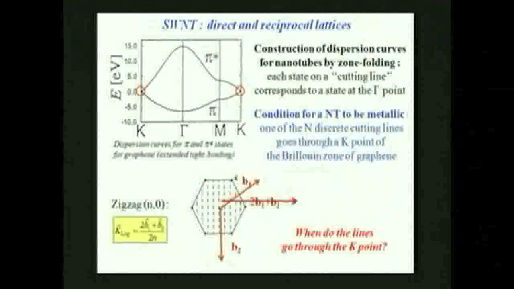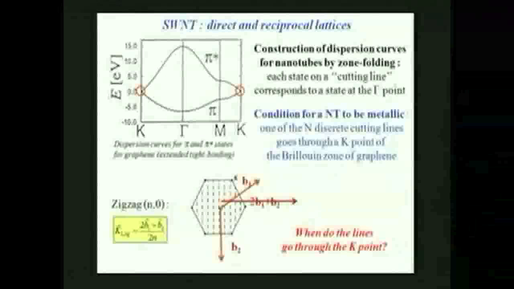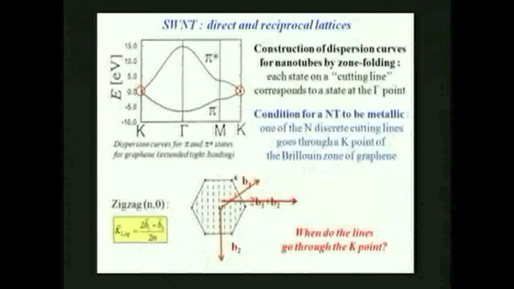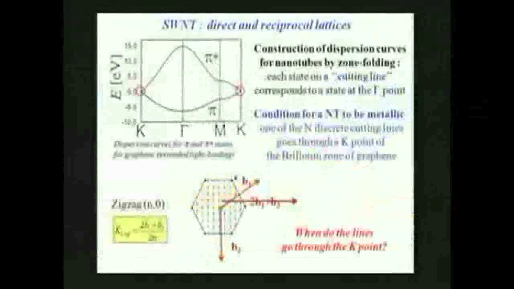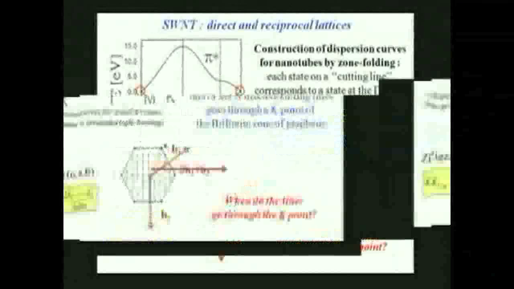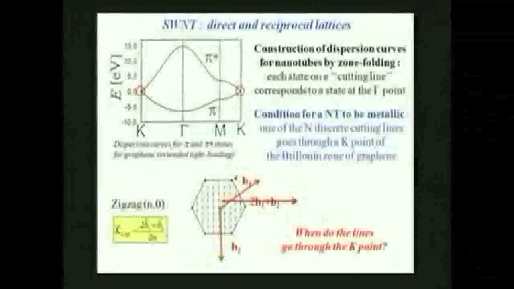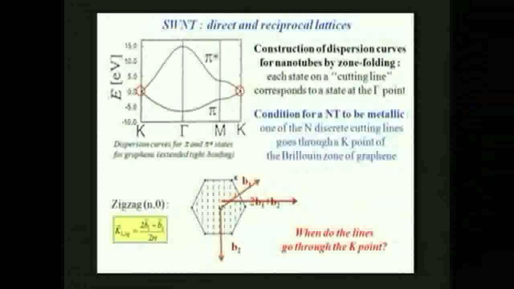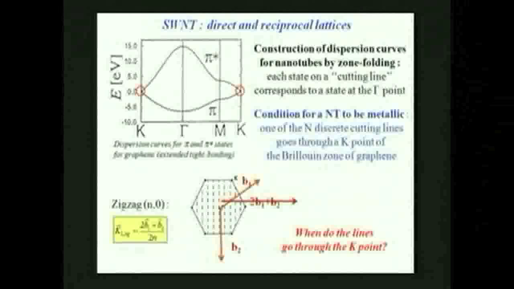So now you have to think for what values of n, when you cut the 2b1 plus b2 vector in 2n parts, will you go through the K point? And you have to observe that in this case, the Brillouin zone is the same, but it is rotated with respect to the armchair tube because it doesn't have the same symmetry. So when does it happen?